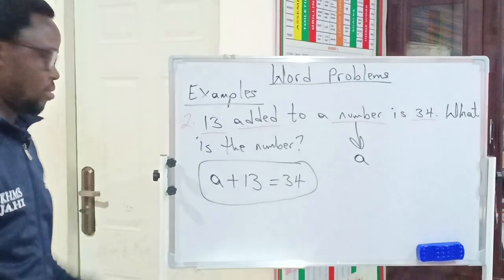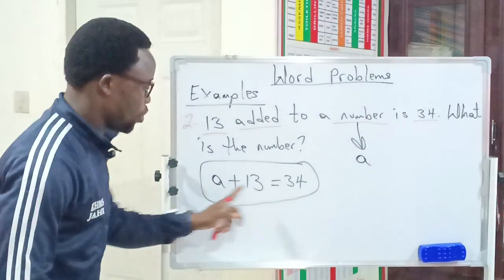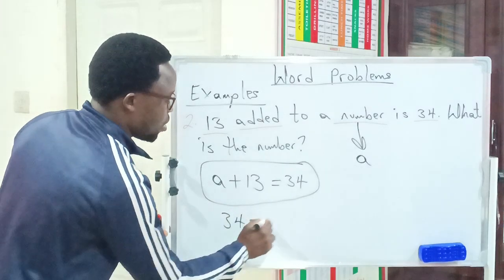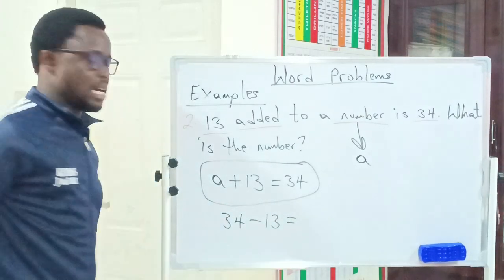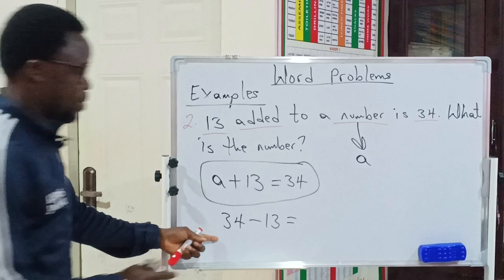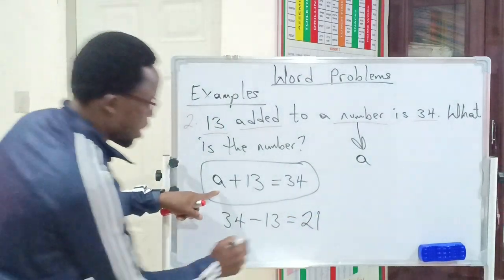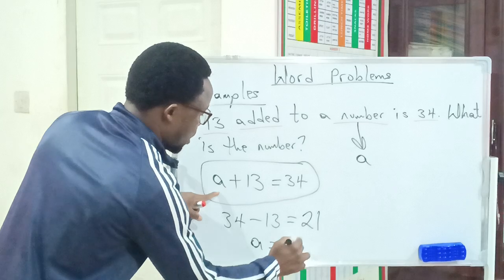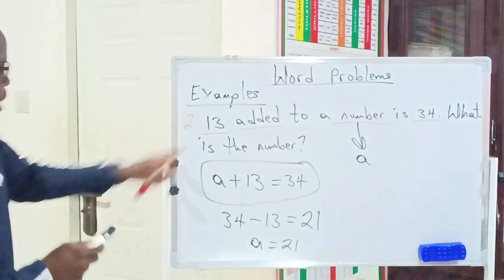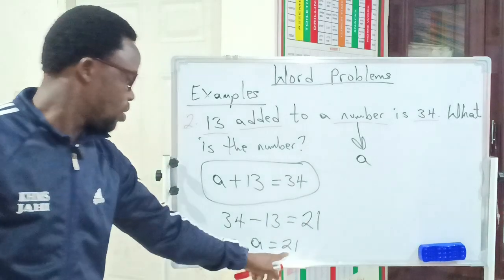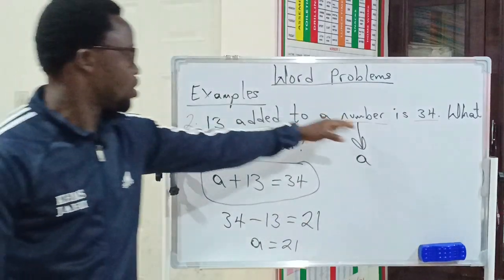So looking at this now, what will you add to 13 to have 34? Just do 34 minus 13 and you will get the answer. And what is that? 21. So meaning this A is 21. That number is 21. When you add 13 to 21, you get 34.